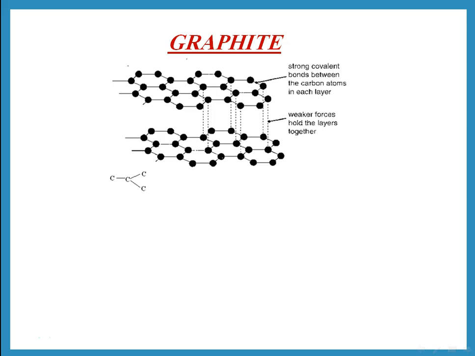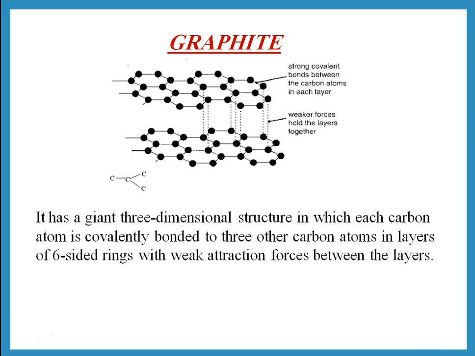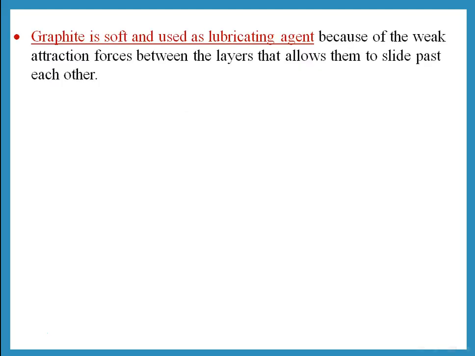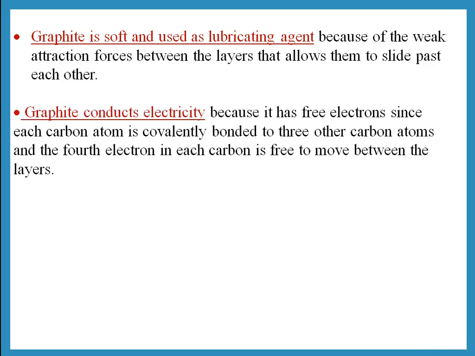Graphite. We said graphite is giant three-dimensional structure in which each carbon is covalently bonded to how many? To 3 other carbon atoms in layers of 6-sided rings with weak attraction forces between the layers. That's how you explain the structure of graphite. Now, because of all of this, graphite is soft, and because it is soft, it's used as a lubricant or a lubricating agent. Now, why is it soft? Because of the weak attraction forces between the layers that allows them to slide over each other or slide past each other.